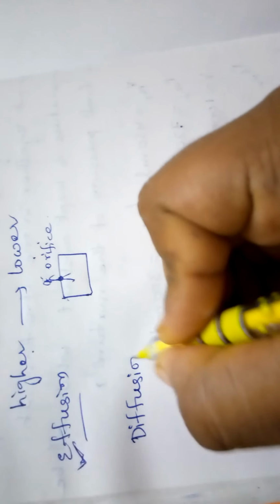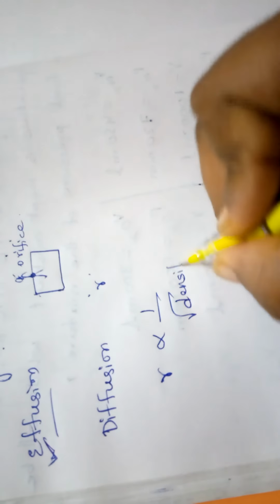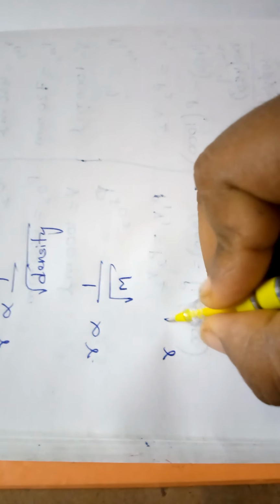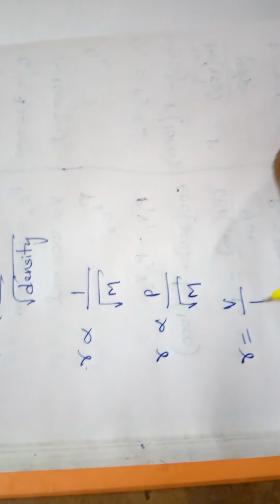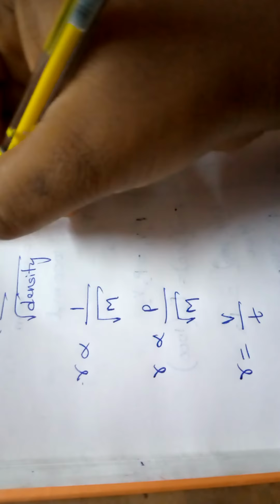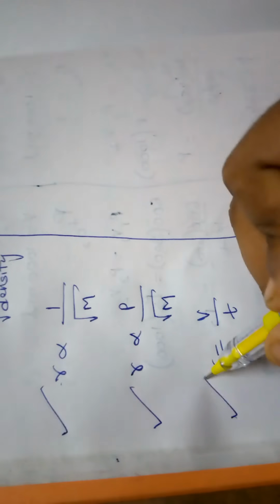Now coming to diffusion. The rate of diffusion is denoted by the letter R, and R is inversely proportional to the square root of the density. Some formulas: the rate of diffusion is inversely proportional to the square root of the molecular mass, molecular weight. If pressure is there, we can write it as pressure by molecular mass. And the rate of diffusion is nothing but the volume by time taken. So this is one formula, this is the second, third and fourth formula.